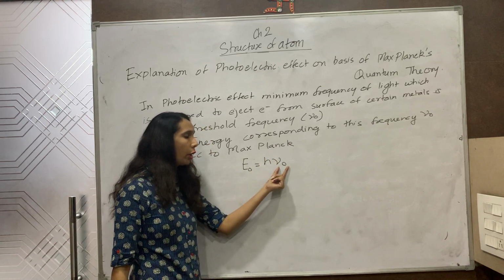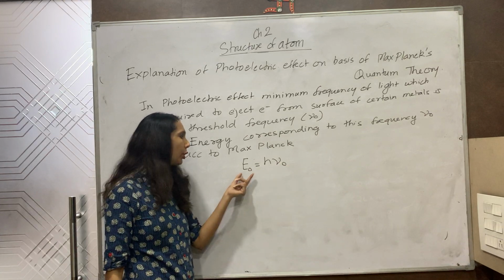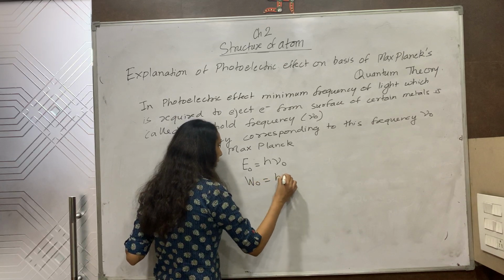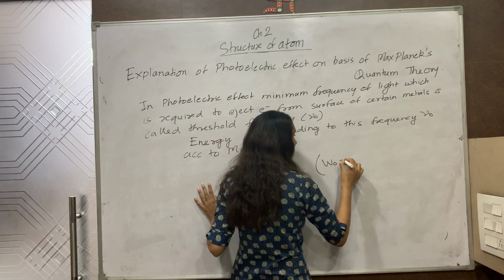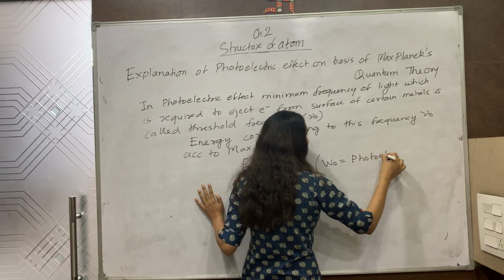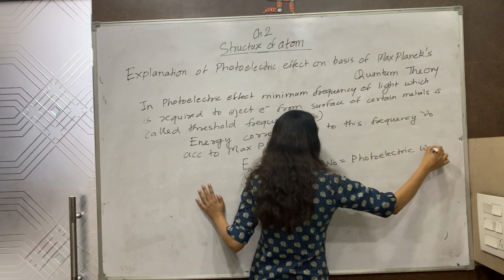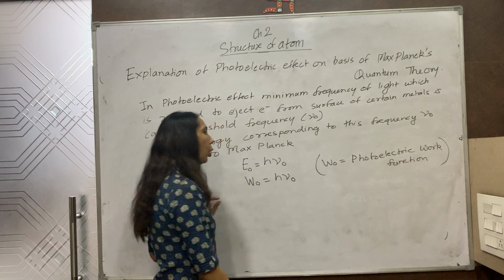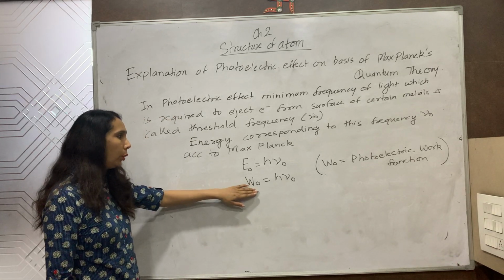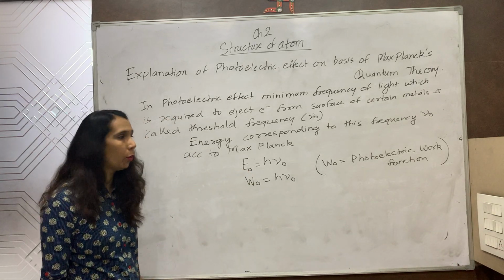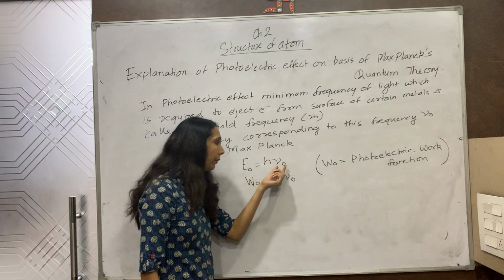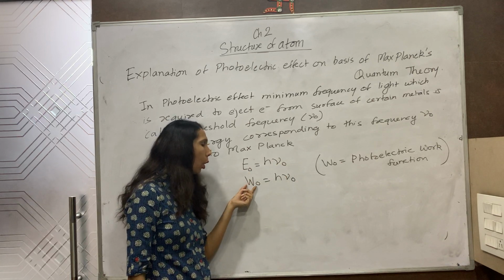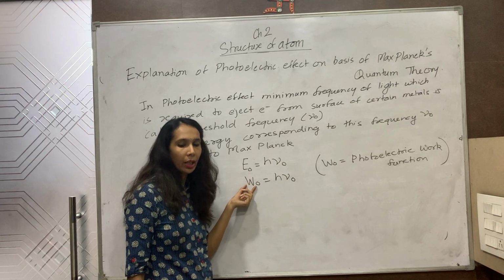The energy corresponding to light of frequency nu naught is represented by E naught, or it can be represented by W naught. W naught is called the photoelectric work function. That means the minimum energy which is required to eject the electron is called the photoelectric work function, W naught or E naught. I can represent it by any one of them. So this is the minimum frequency, and the energy associated with the light of minimum frequency is E naught, or we can call it the photoelectric work function, W naught.